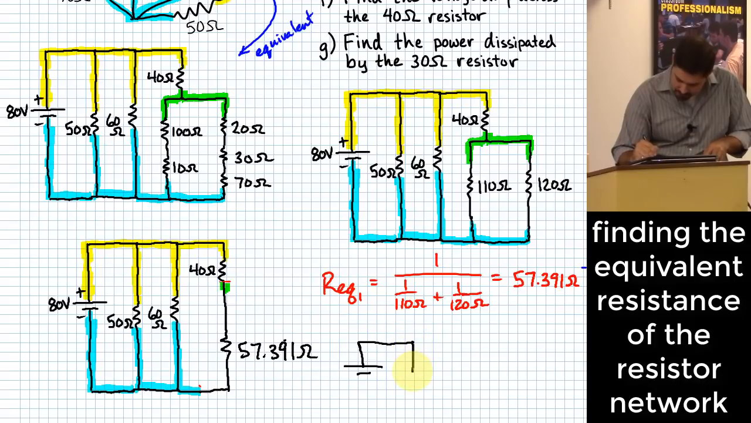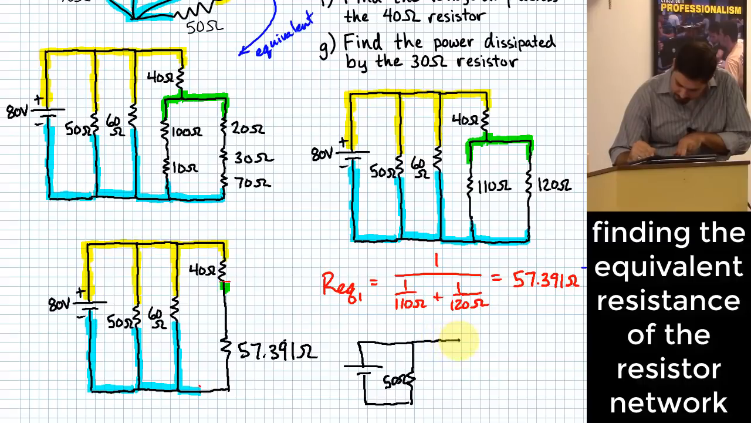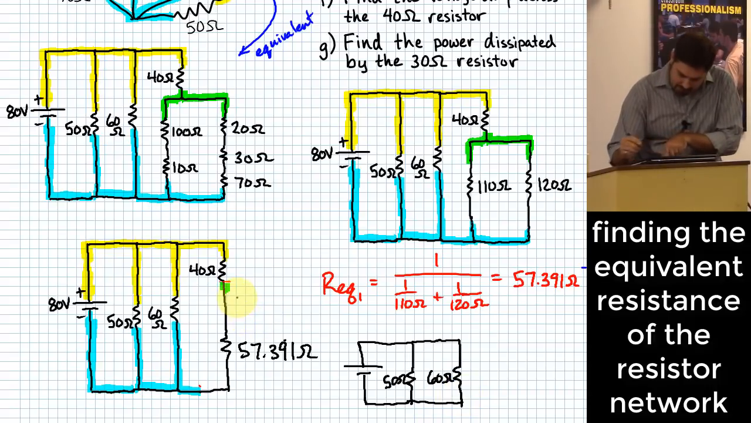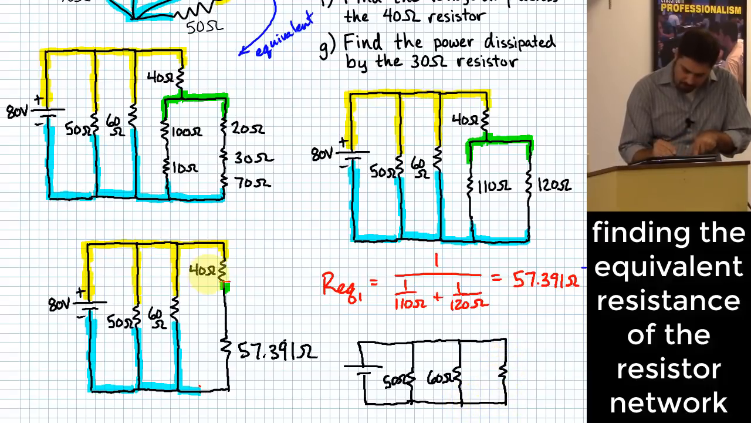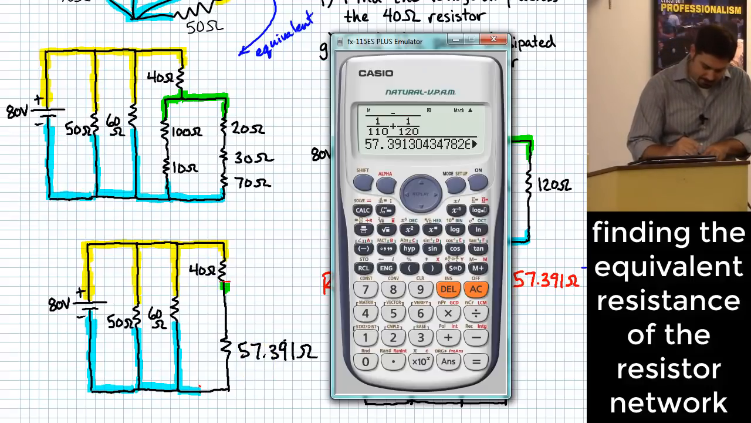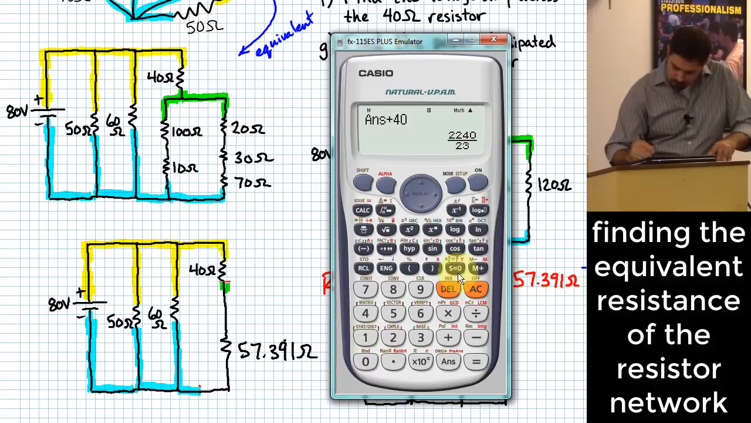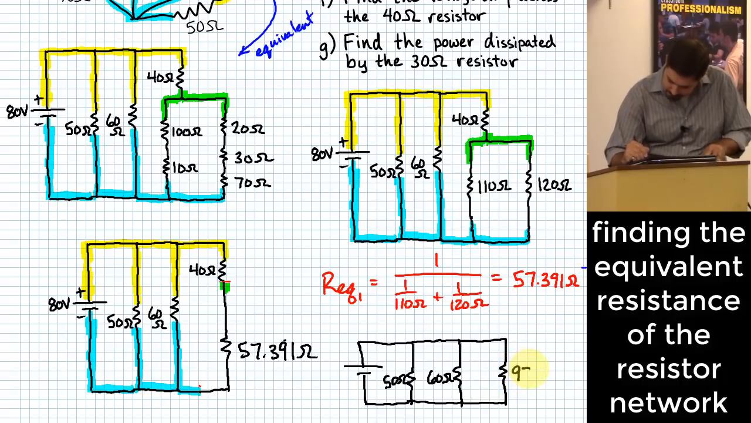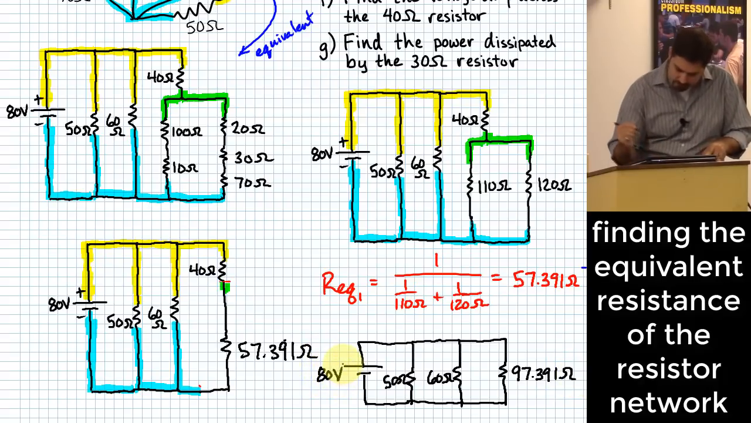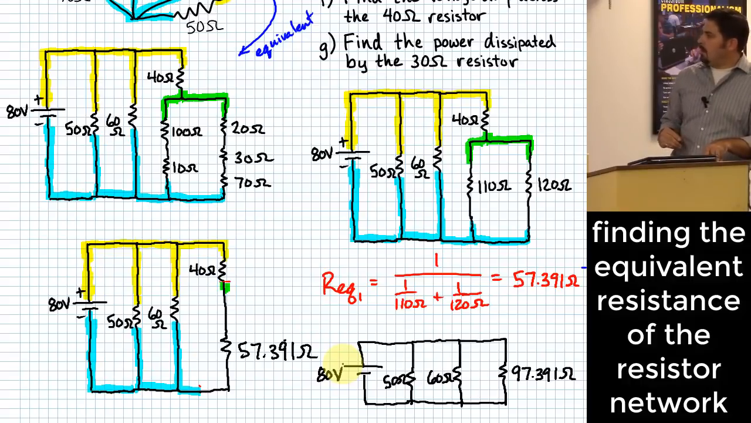Now the next step is we basically have this circuit, okay, where I have 50 ohms here, I have 60 ohms here, and I have what for the last one? Okay, I add together my 40 ohms with my 57.391 ohms. Okay, and that gives me 97.391. And this again was 80 volts over here. Okay, and I'm almost there.